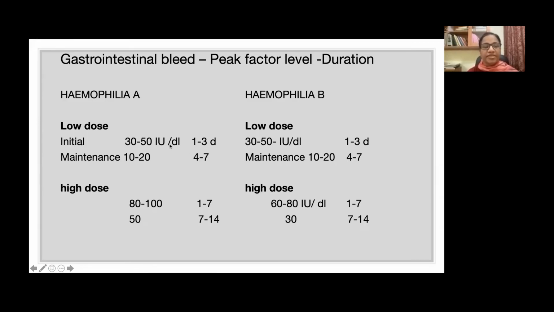The recommended treatment is up to 7 days: that is 30 to 54 for 1 to 3 days, the same with hemophilia B, and 10 to 24 for 4 to 7 days. And the high dose pattern is 80 to 100. For all these massive hemorrhages, you have to follow the high dose pattern for at least 24 to 48 hours, or depending upon the patient's condition.